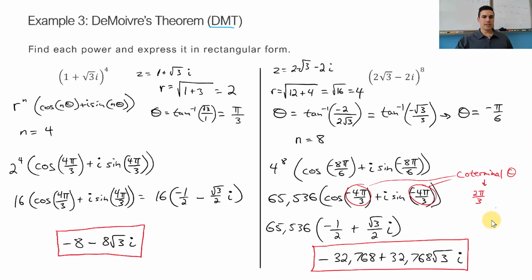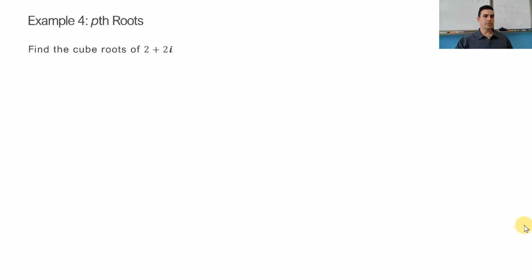Alrighty, here's our process. Hopefully you got very large numbers, negative 32,768 plus 32,768 root 3i. Alrighty, last example here. Let's take a look at our roots, okay? Finding the cube roots of 2 plus 2i.